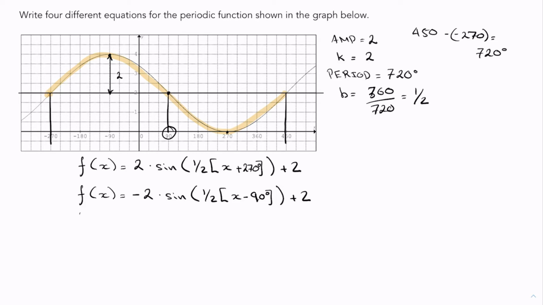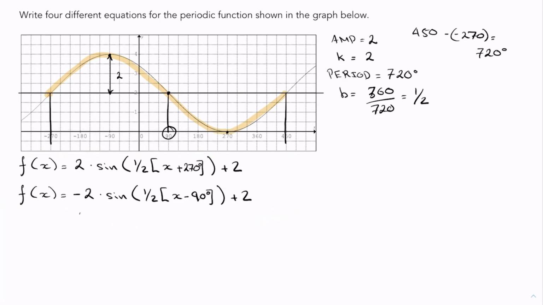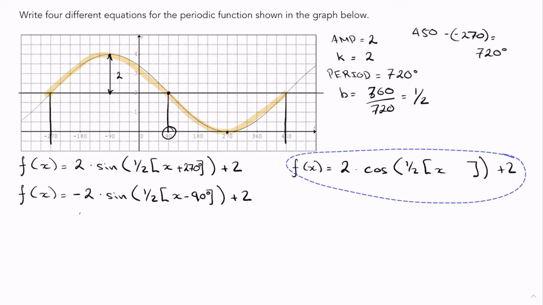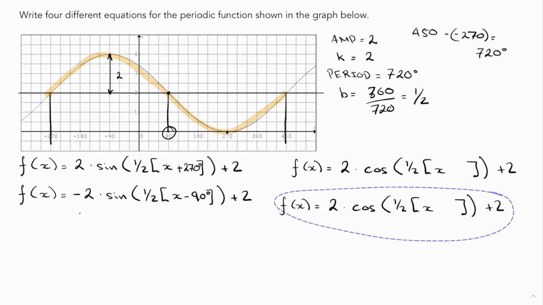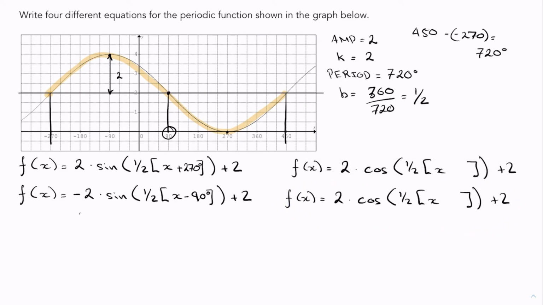Next, doing the same thing for cosine. I'm going to move this over to the side. I'm going to have f of x equals 2 times cosine 1/2 x, whatever that is, plus 2. And I'm going to get this. Do the same thing here. Just leave a little bit of a space at the front for the minus.